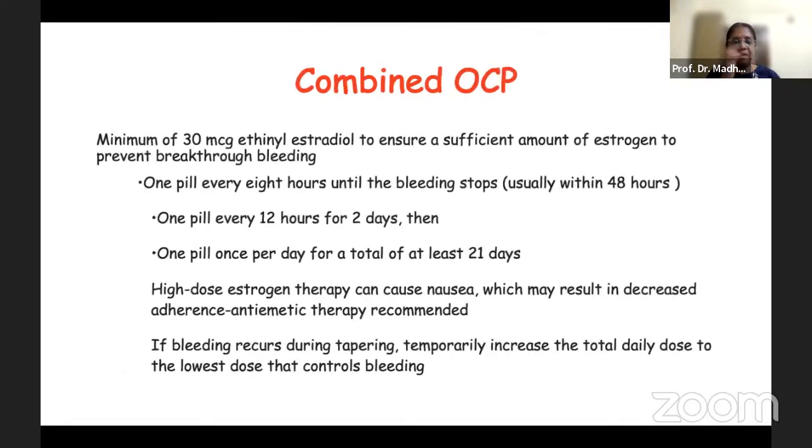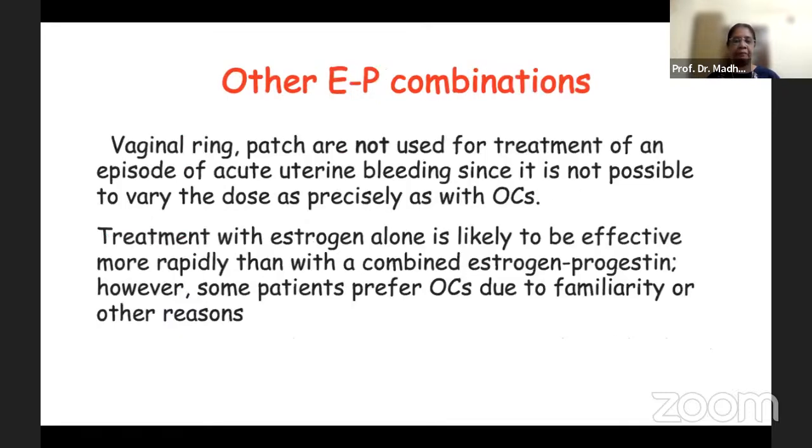Now, what you have to do is take combined pills with a minimum of 30 microgram ethinyl estradiol. First, start with one pill every 8 hours until the bleeding stops. Usually it takes about 24 to 48 hours. Then you taper the dose. Now, these pills can cause nausea, so you may have to give an antiemetic. And supposing you're tapering the dose of these COCs, if bleeding recurs, then you can temporarily increase the total daily dose to the lowest dose which controls the bleeding.